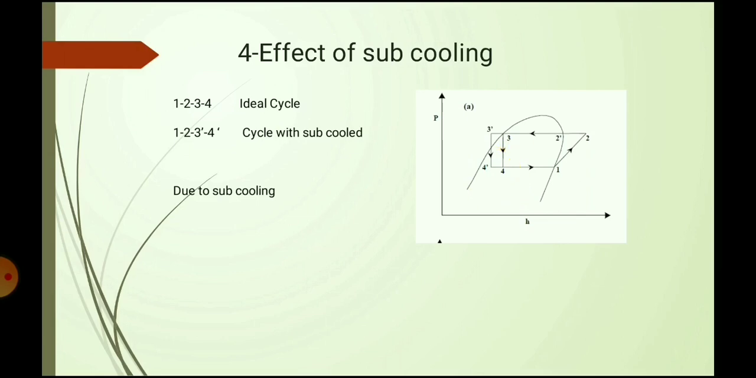Due to subcooling, what is the effect on the cycle? Work input remains the same. Okay, heat rejection in the condenser increases. Due to this, we have to increase the size of the condenser. Refrigeration effect increases. Therefore, for 1 ton of refrigeration, the mass flow rate decreases. Clear? Clear? Therefore, the refrigerant handling capacity of the compressor decreases.